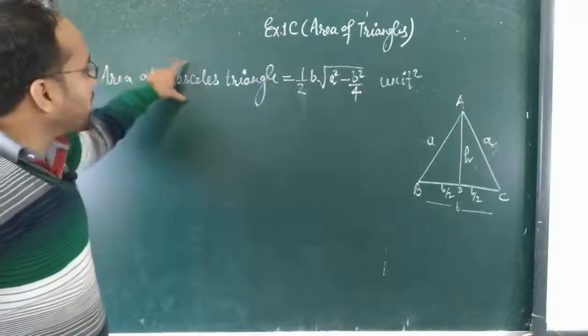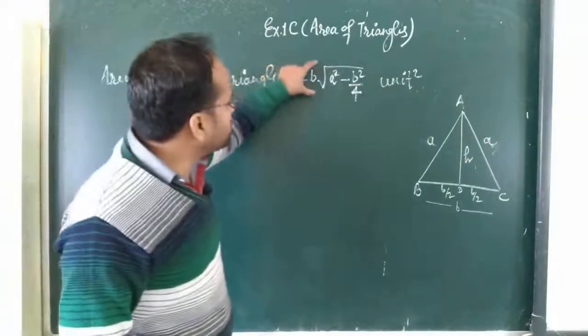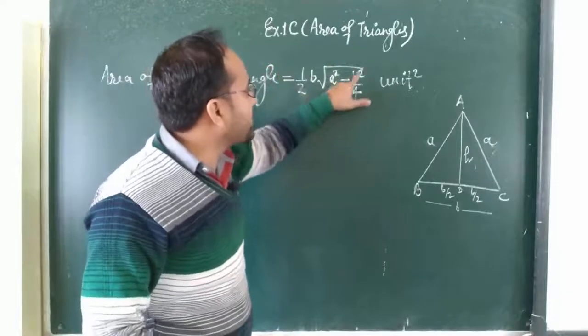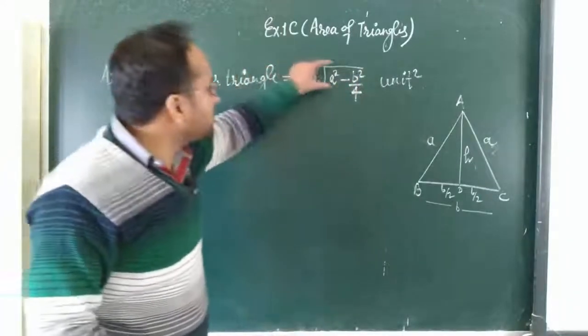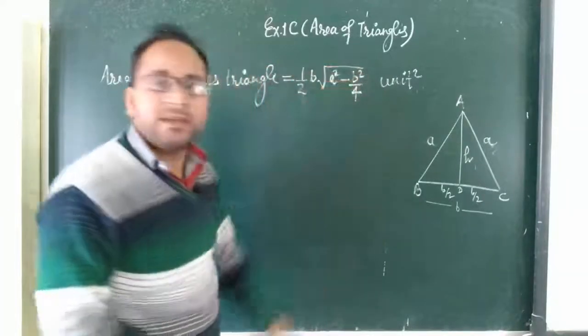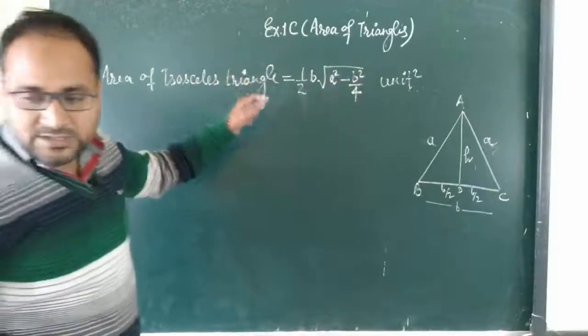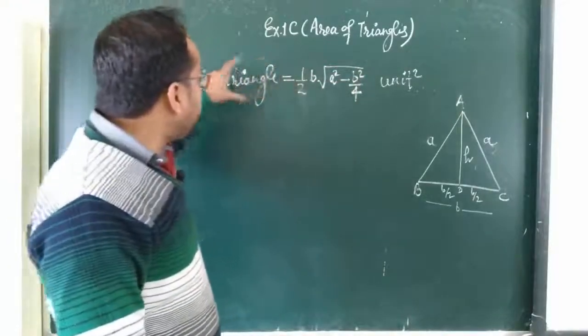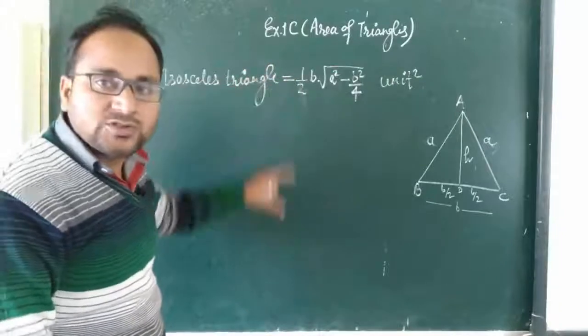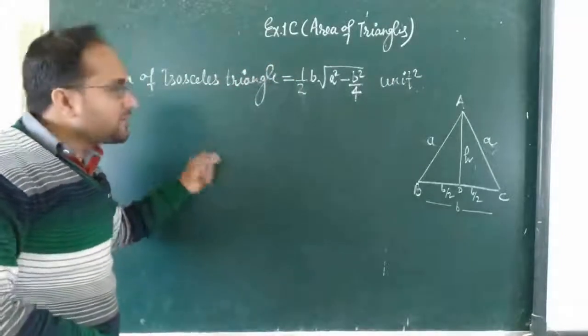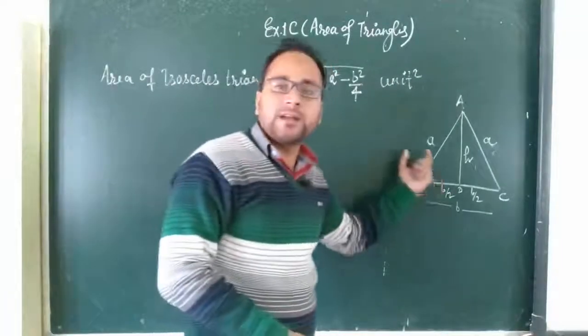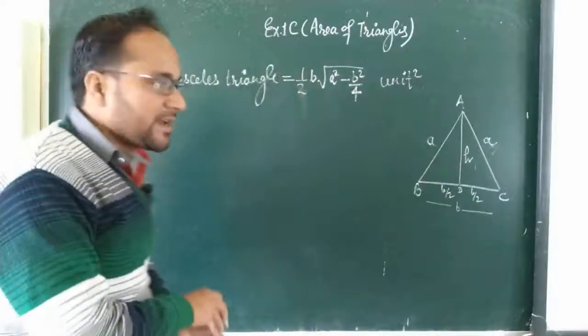So area of an isosceles triangle is equal to 1 by 2 b under root a square minus b square by 4. Okay, so this is the formula to find it directly. You can find the area of an isosceles triangle, students. But you can use Heron's formula also to find the area of an isosceles triangle.